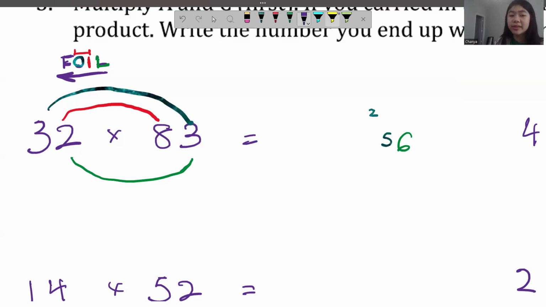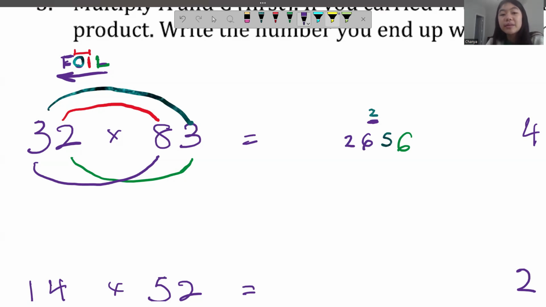So let's just jump into doing F. F stands for first. So you multiply the first two digits here. So this would be 3 times 8. That's 24. So what you have to do here is add the 2 that you carried from the previous step. So 24 plus 2 is 26. And remember, when you get to your F, your last step, then you can just write the number that you get. So that's 26, and that should be your answer.